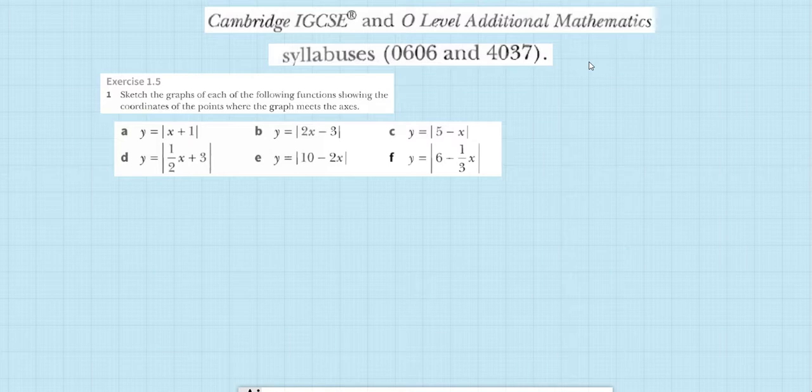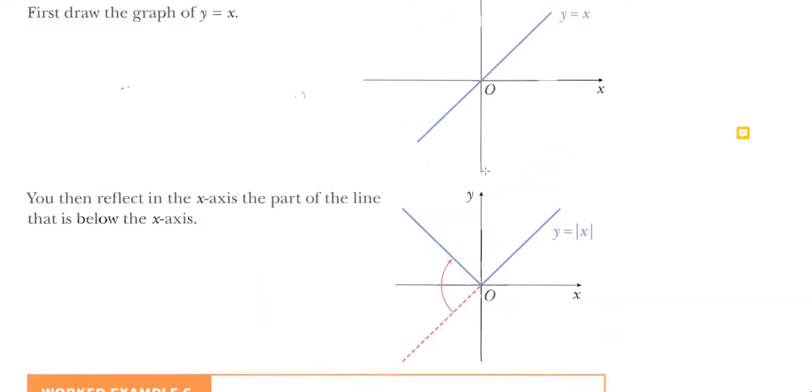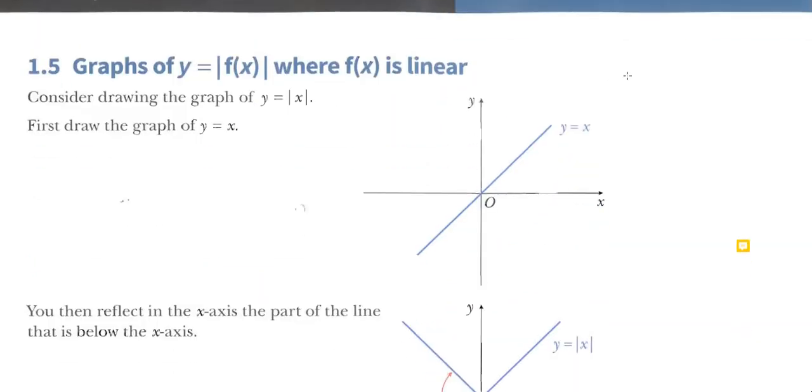Students, as you know, we have started chapter number 1, named functions, and we have completed exercises 1.1, 1.2, 1.3, 1.4, all parts, all questions. We started exercise 1.5 and did question number 1, part A, part B and part C. Today's target is the remaining parts of question number 1, parts D, E and F. The topic is graph of absolute valued function. This is our topic for exercise 1.5: graph of y equals f(x), where f(x) is linear.